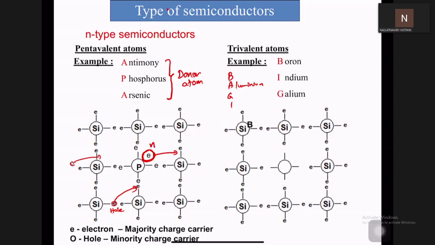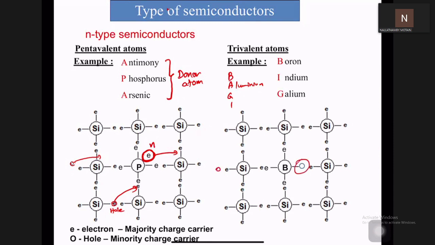So when you add boron, 1, 2, 3, all the electrons are finished, because boron has 3 valence electrons at the outermost shell. So now there is a lack of 1 electron. When there is a lack of 1 electron, it is what? Positive charge. What is positive charge? It is a hole. So the hole will be the positive charge carrier. So here we have 1 hole, and maybe other places also have holes.